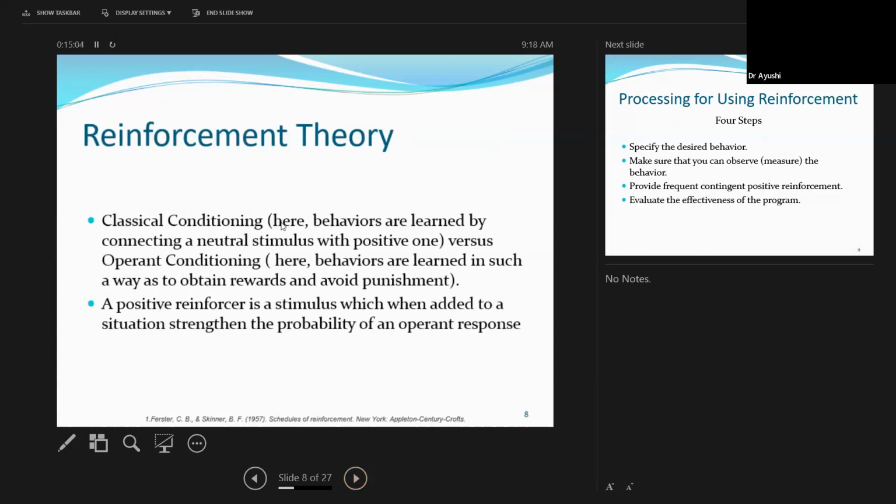So this is the reinforcement theory, which is classical conditioning. Here, behaviors are learned by connecting a neutral stimulus with a positive one.